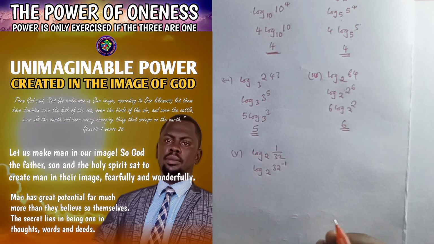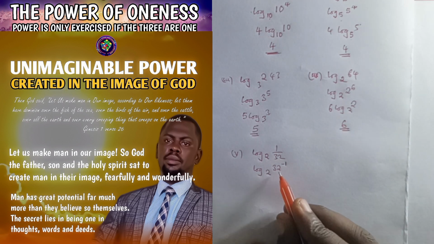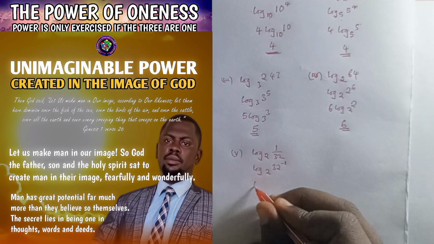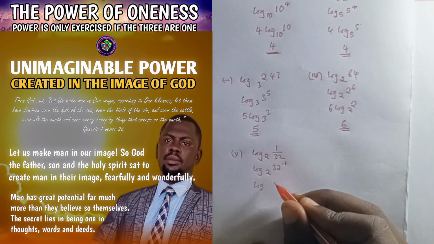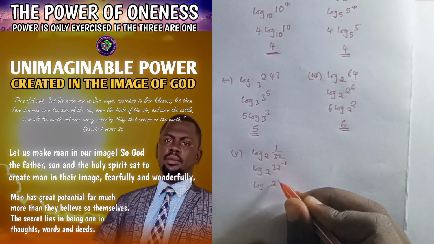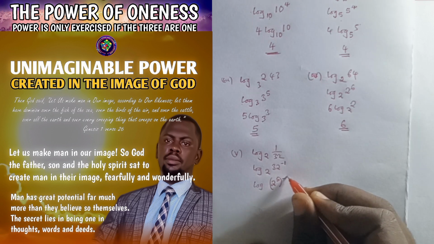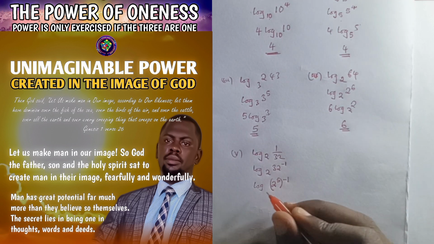Again, we need to make sure that we express this 32 to be 2 raised to some power. How many times can we multiply 2 to get 32? It's 5. So we are going to have log of, where there is 32, it will be 2 to the power 5. Now this is also power of negative 1. Then base 2.